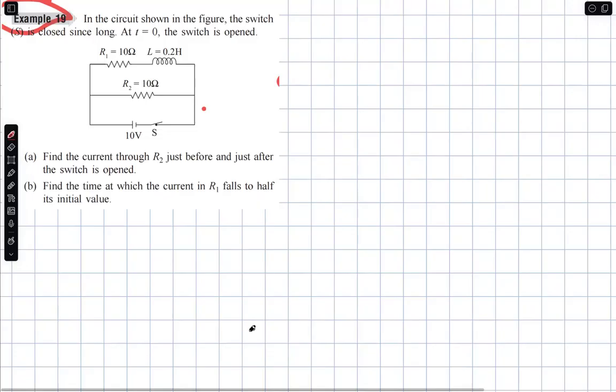So my question here is very simple. You can see this on the screen. In the circuit shown in the figure, the switch is closed since a long time. At t equal to 0, you have opened it. What happens? Please try to understand, in steady state.